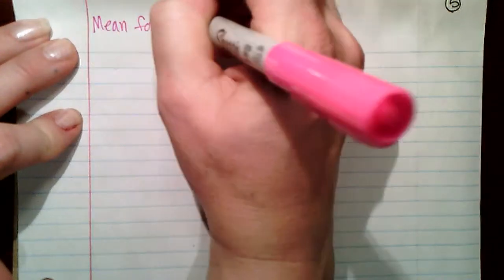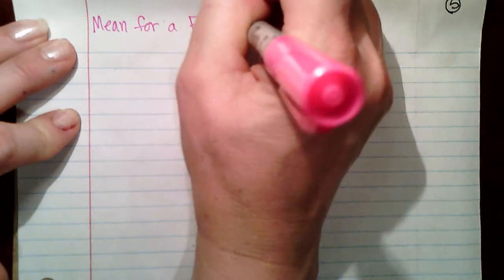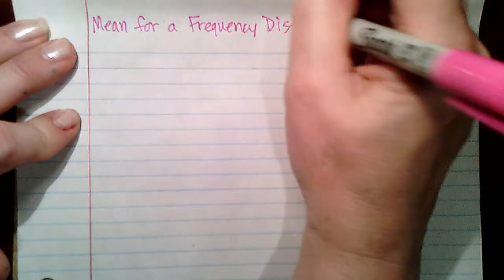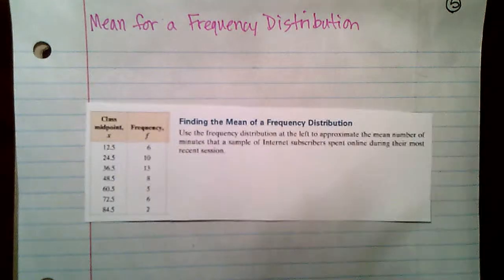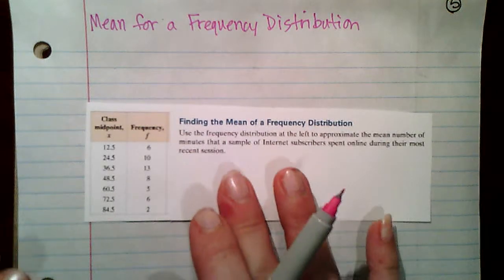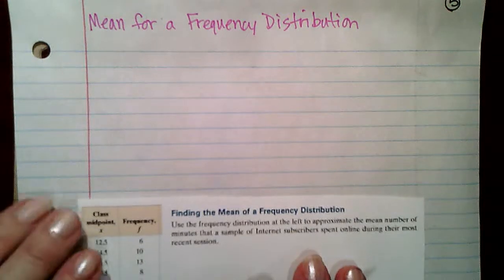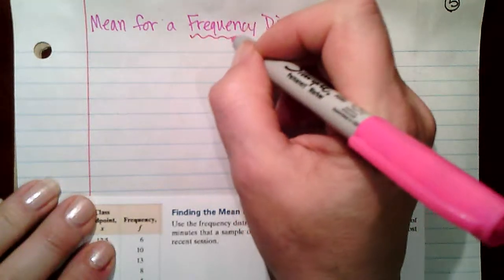All right, next up, we are going to be finding a mean for a frequency distribution. This is where we're going to be using classes instead of having raw data. So, mean for a frequency distribution. We have an example that goes along with this. So if you have this one handy, we'll be using it momentarily. So first I'm going to give you the instructions.